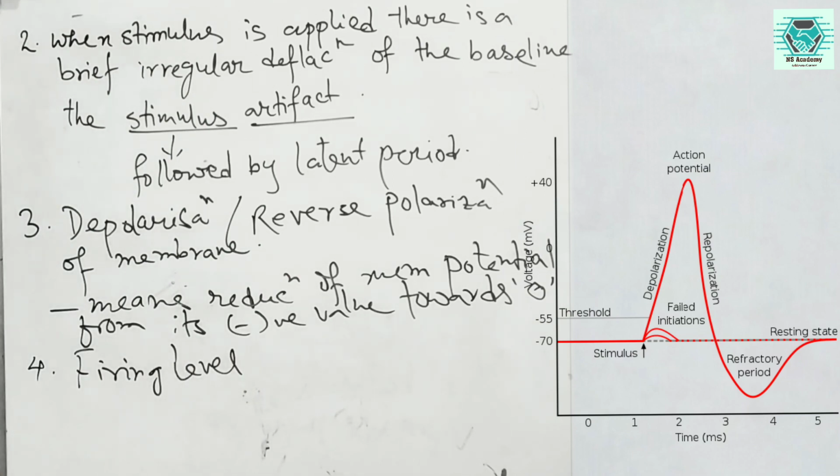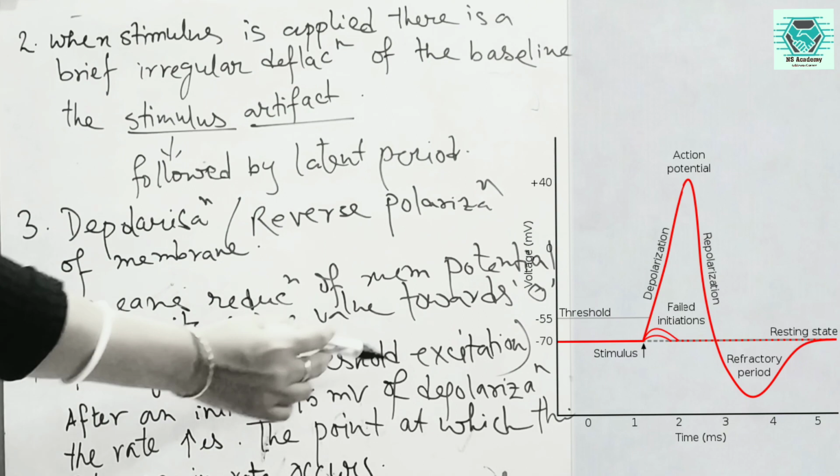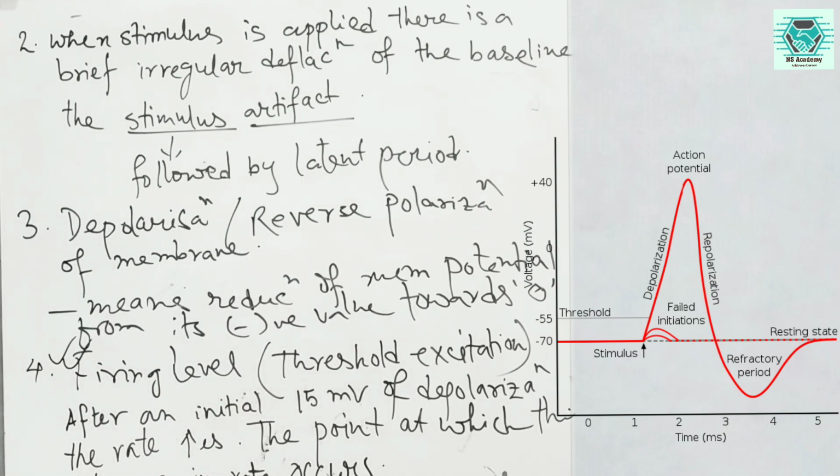Okay. What does it mean? So keep this in mind. The firing level is very much important because it is also known as threshold excitation. And it actually occurs at minus 55 millivolt. The point at which this change in rate occurs is called the firing level. So from where do we get the spike? Okay.